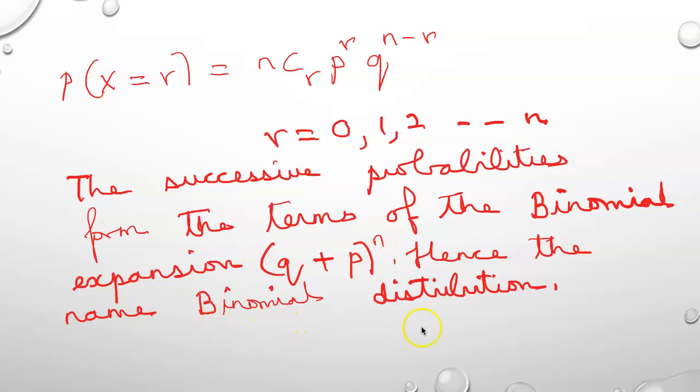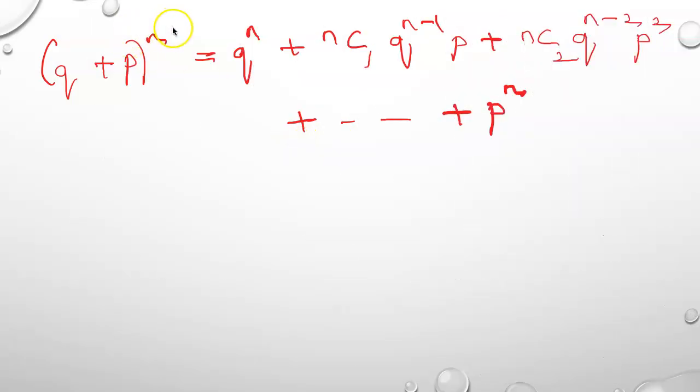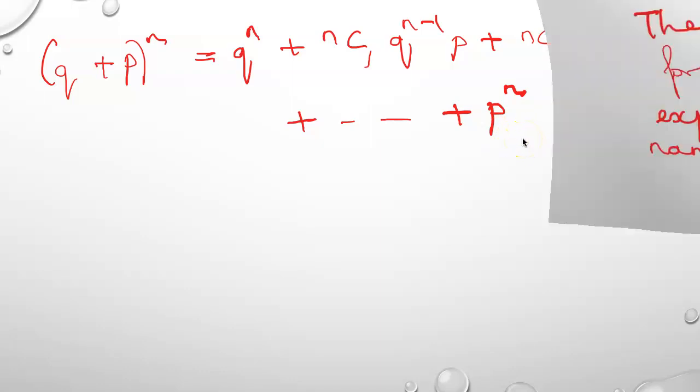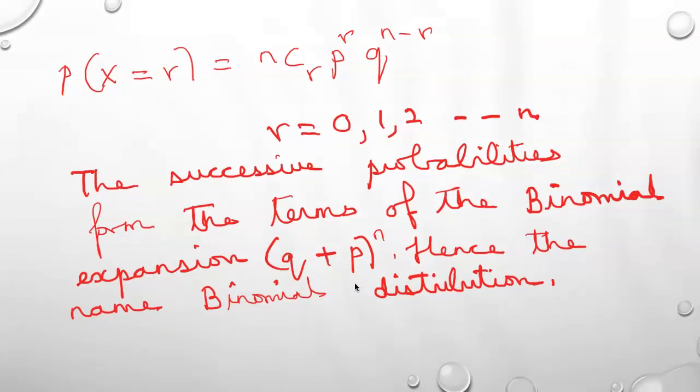Hence the name binomial distribution, because when I expand (q plus p) whole raised to n using binomial theorem, you get q raised to n plus nC1 q raised to n minus 1 into p plus nC2 q raised to n minus 2 into p squared, up to p raised to n, which is nothing but nCr p raised to r q raised to n minus r. So (q plus p) whole raised to n is called the binomial distribution.